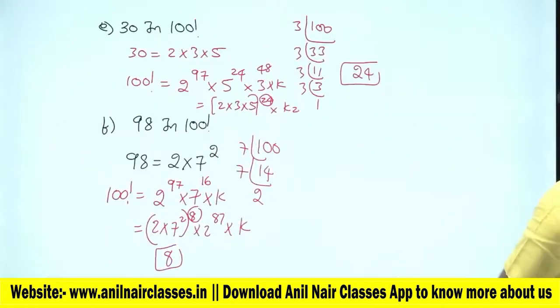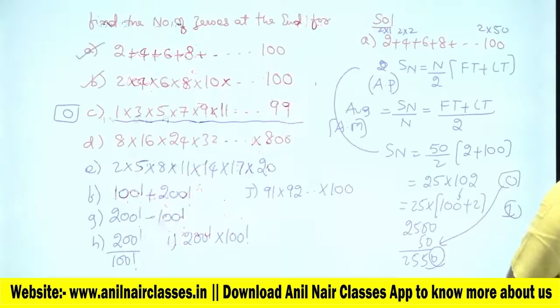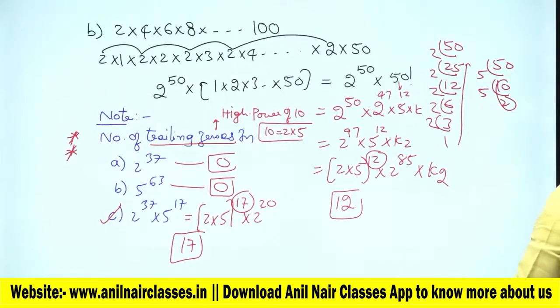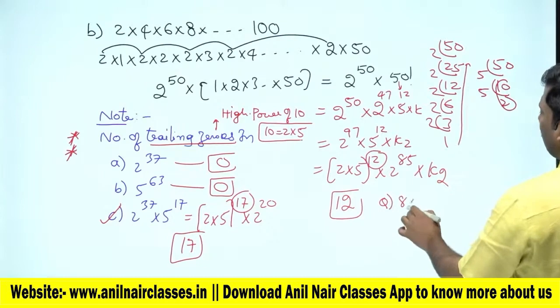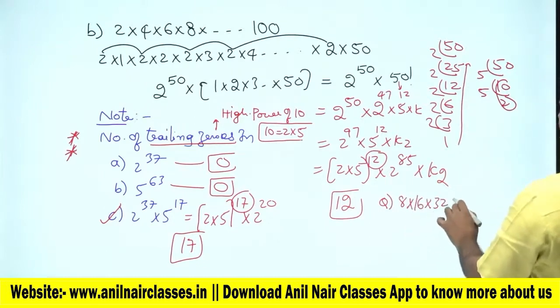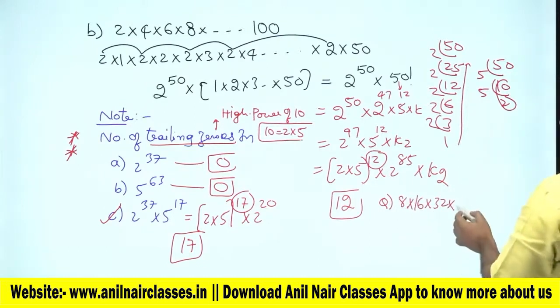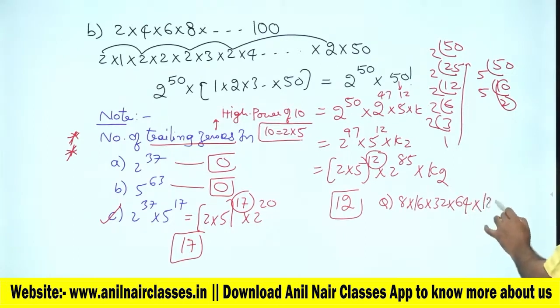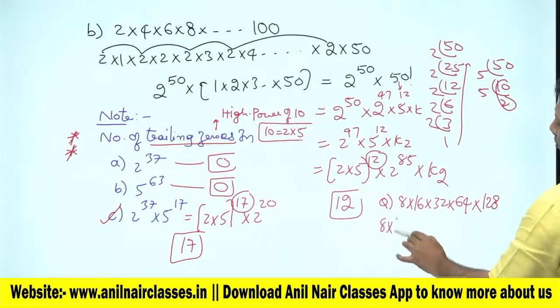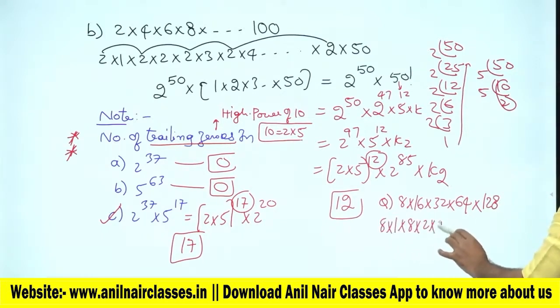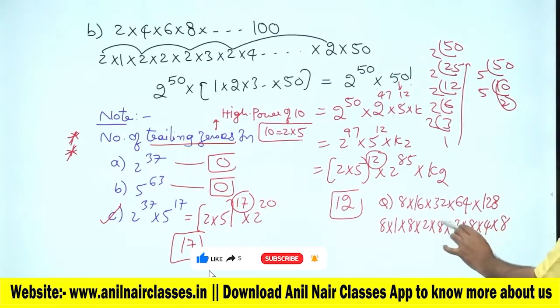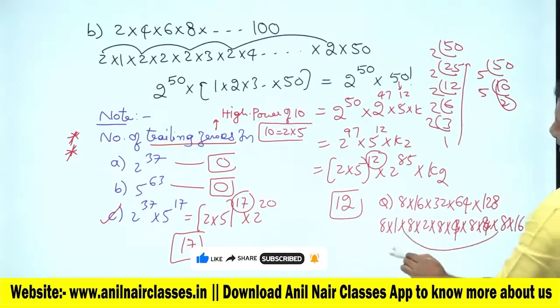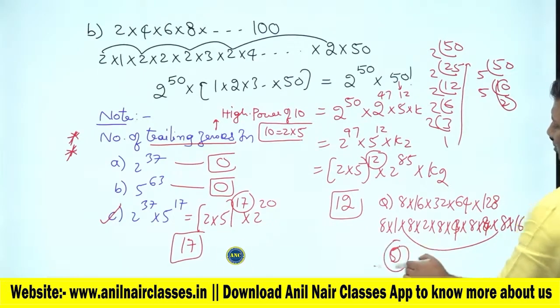Now how to find out the highest powers? Suppose the question is like this: 8 into 16 into 32 into 64 into 128. How to do it? These are 8 into 1, 8 into 2, 8 into 3, 8 into 4, 8 into 8, 8 into 16. Anywhere the power of 5 is not there, so the answer is 0.